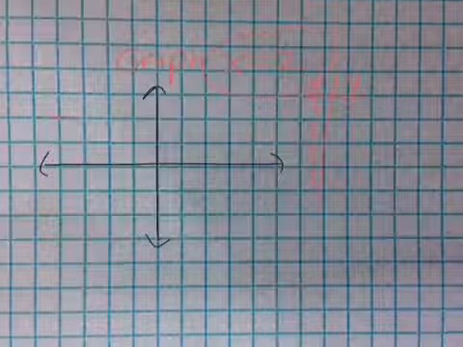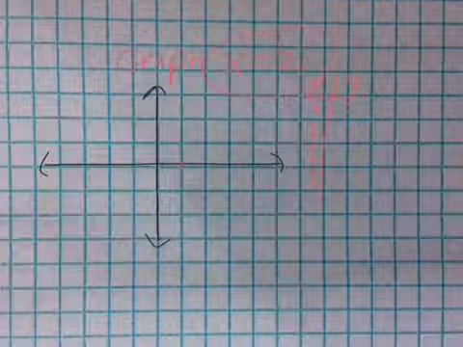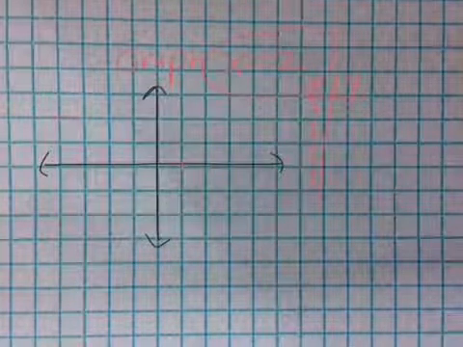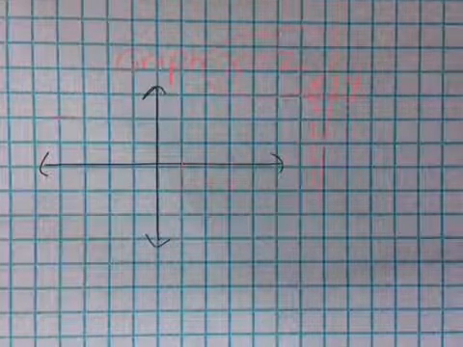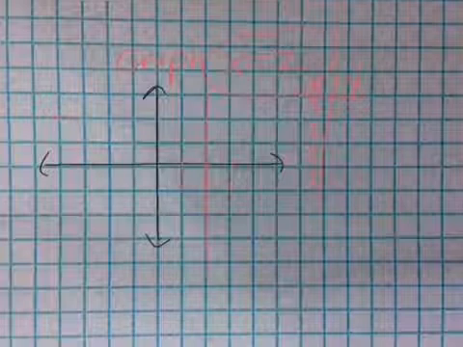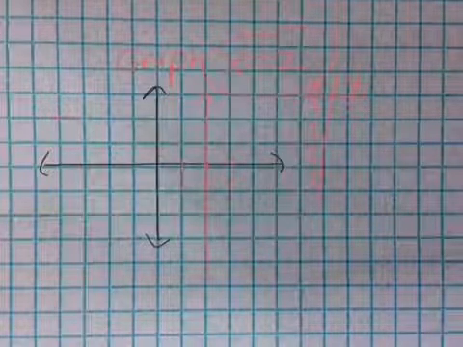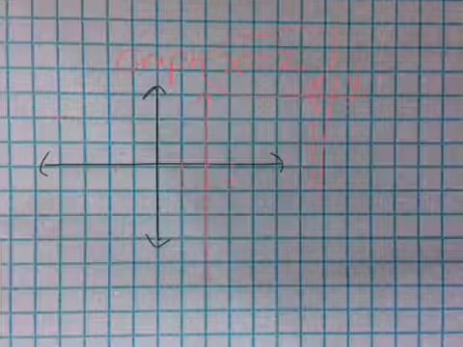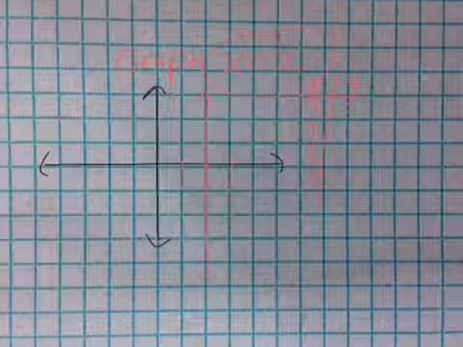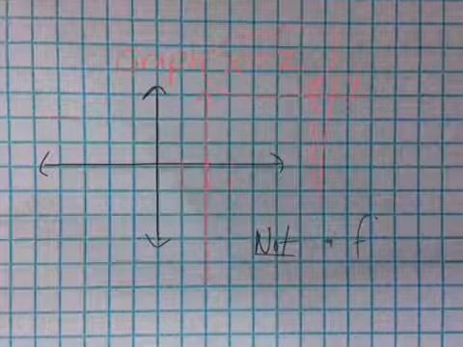In other words, if I count my graph 1, 2, 3, I actually have a vertical line through 2, because this is the only place where x is equal to 2 forever and ever and ever. I can say I have the coordinate 2, 0, 2, 1, 2, 2, a million. X is always 2. This is definitely not a function.